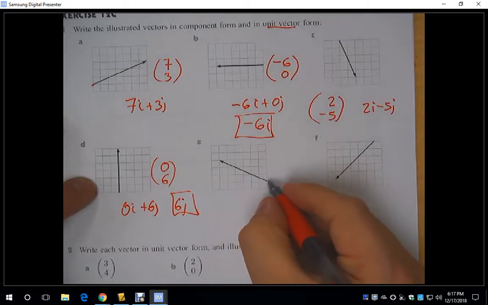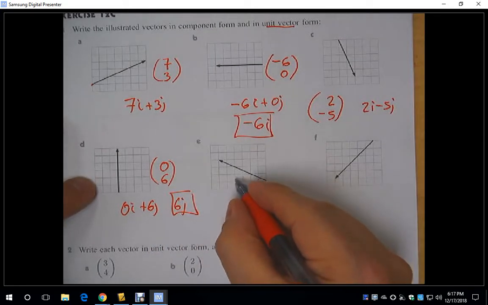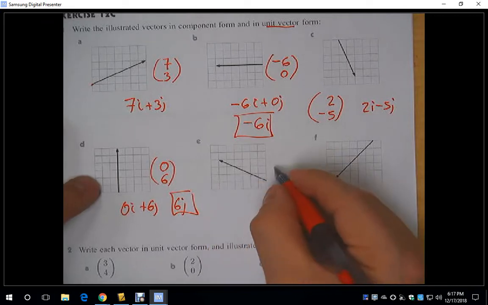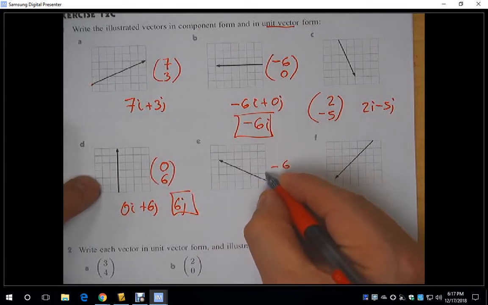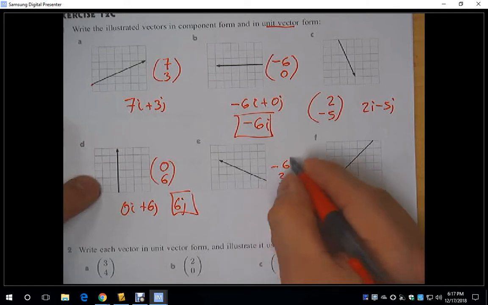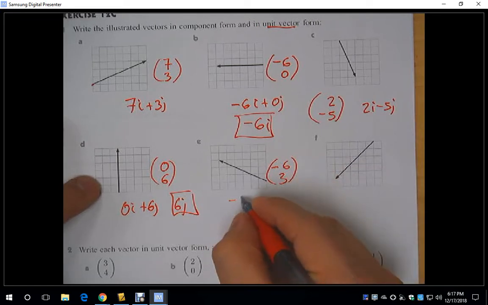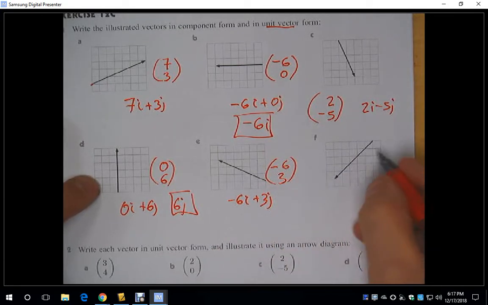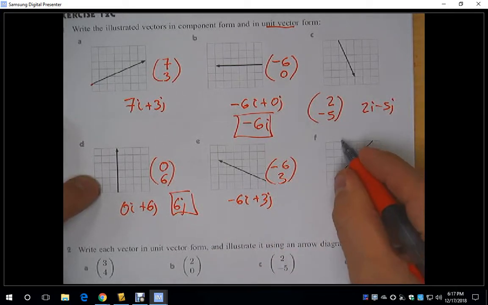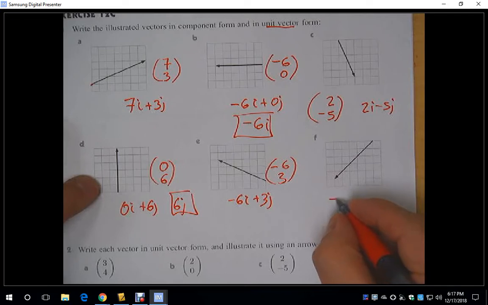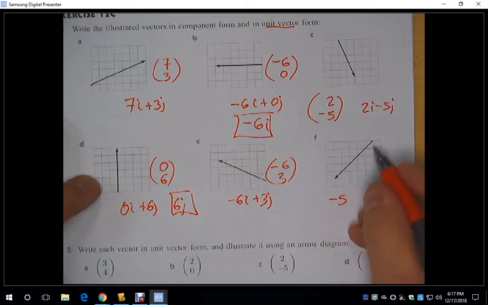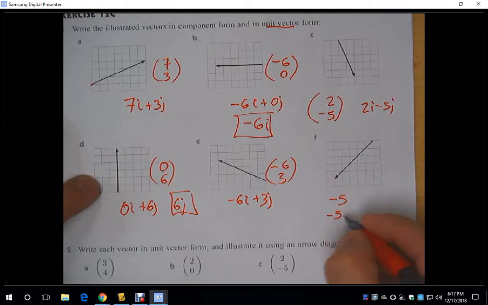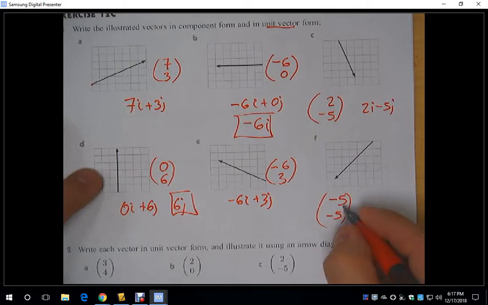The next one, 1, 2, 3, 4, 5, 6 units to the left, so negative 6, and 1, 2, 3 units up, so component form, and then unit vector form. The next one, 1, 2, 3, 4, 5, so negative 5 units to the left, and then 1, 2, 3, 4, 5 units down, negative 5. So this is component form, and then unit vector form.